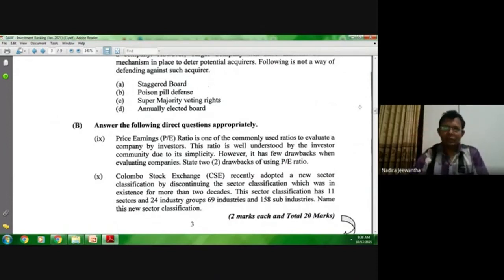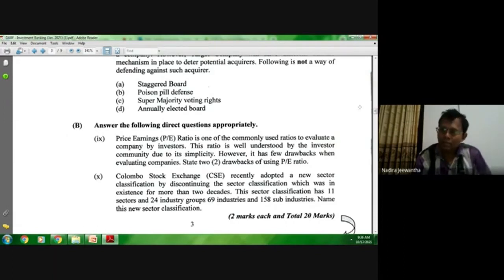Price earning ratio is one of the methods, one of the commonly used ratios to evaluate the company by investors. This ratio is well understood by the investor community due to its simplicity. However, it has two drawbacks when evaluating the company. State 2 drawbacks of using PE. Now, how do you find out the PE ratio? Market value divided by EPS. Now, how do you find out EPS? Profit after tax divided by number of shares.